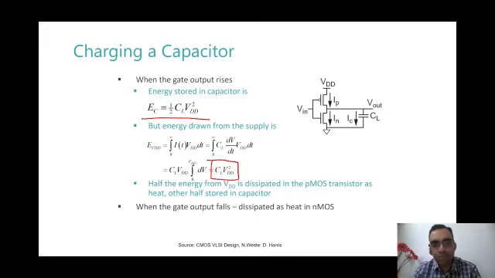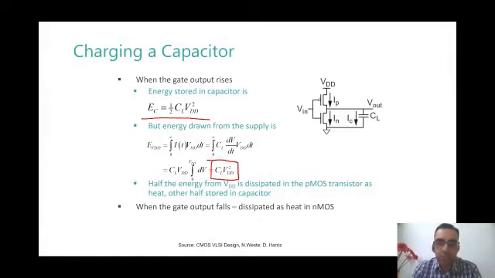So what has happened? Only half the energy that was expended has been saved, has been put on the capacitor, has been conserved in the capacitor. The remaining half has been dissipated in the resistance, the channel resistance of the MOSFET. Are you able to see this?